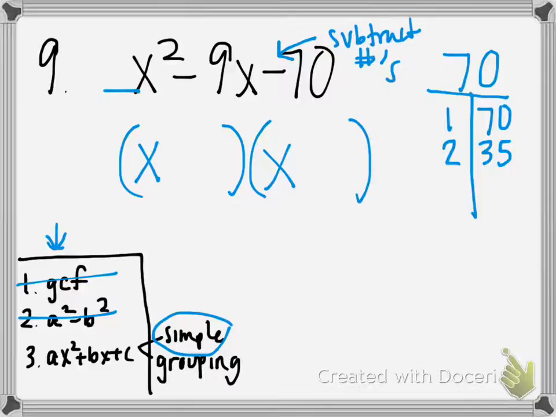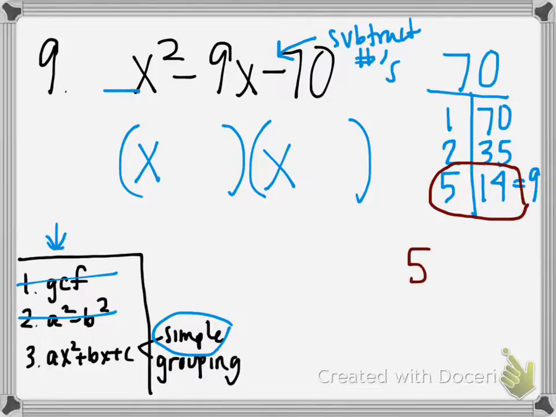3 is not a factor, neither is 4, but 5 is, because if it ends in a 0 or a 5, 5 is a factor. And 5 times 14 is 70. And 14 minus 5 is 9. So this is our factor pair that we're using. So 14 and 5 multiply to 70 and subtract to 9.